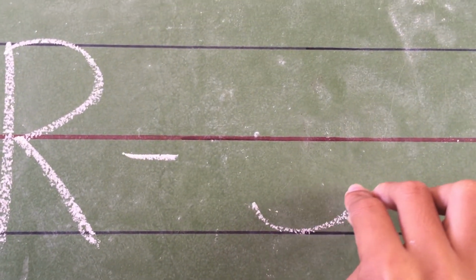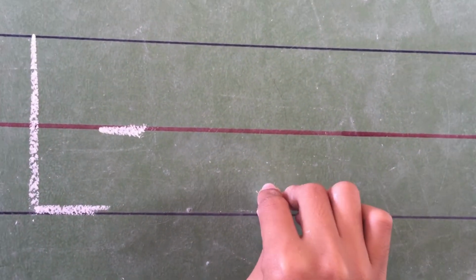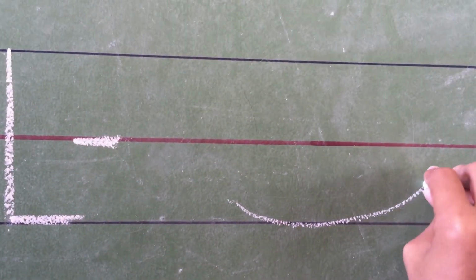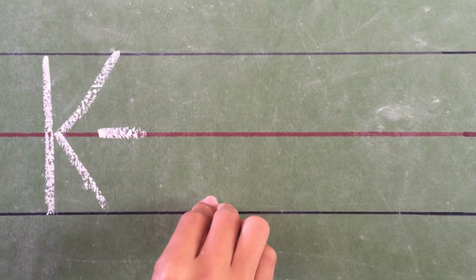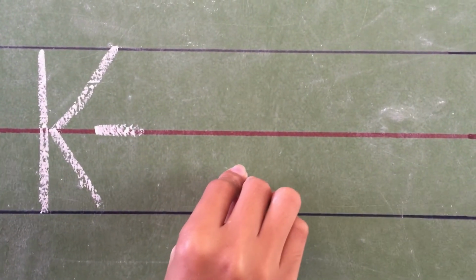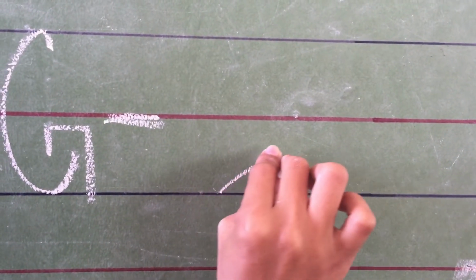The shorthand stroke for R is a short forward curve. The shorthand stroke for L is a longer forward curve, about 3 times longer than R. The shorthand stroke for K is a short forward curve. The shorthand stroke for G is a much longer forward curve than K.